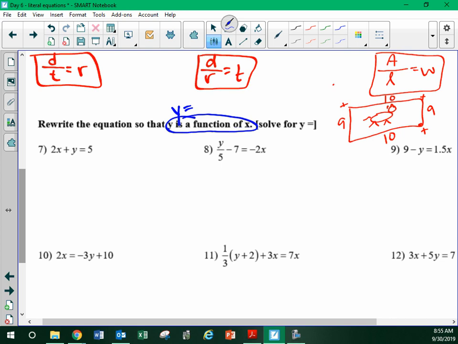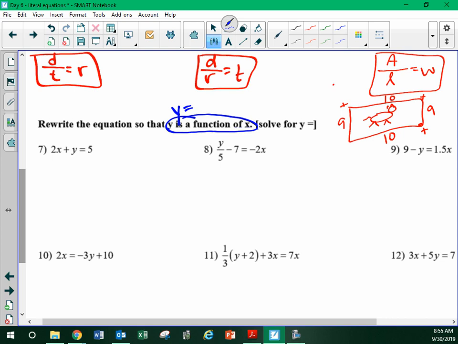Remember back to our very first day this year, we said that is means equals. So y is, y equals. And when it says a function of x, what that means is you're going to have x's over here. So we have y equals. We're trying to get y by itself. Now this is still a literal equation because there are two variables. But you'll notice we have also some numbers in here. So we're going to do the same thing as we did above. Get y by itself. We just might actually have to simplify a little bit, combine like terms.